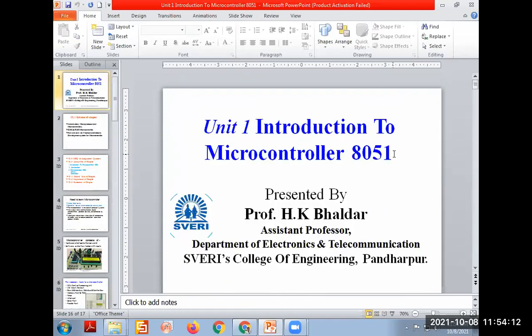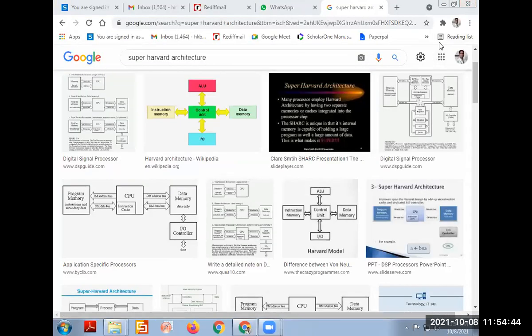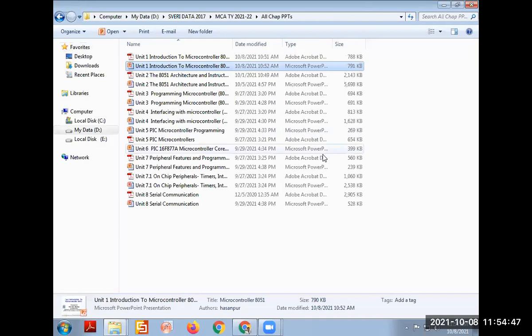Does anyone have any problem in chapter 1? Hello, any problem in chapter 1? No reply means problem will be there. How do I understand whether problem is there or not? No problem, sir. Okay. Very small chapter, 4 marks weightage is there for this. Chalo. Short time is there. We'll stop it here.